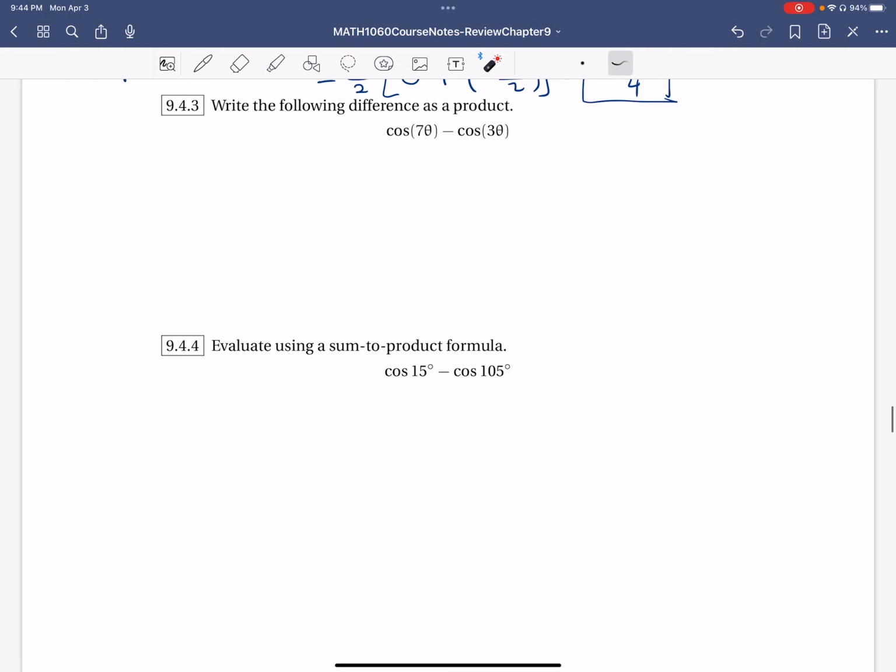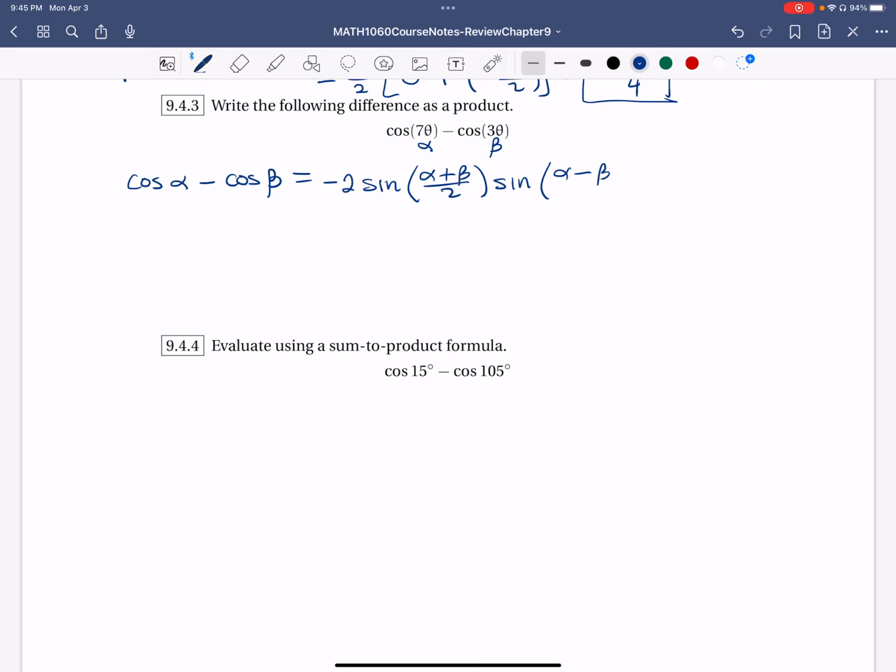Okay, so we have 7 theta, let's call that alpha. We have 3 theta, we'll call that beta. And then we have cosine of alpha minus cosine of beta. And that is going to be equal to, according to that formula, negative 2 sine of (alpha plus beta) over 2 times sine of (alpha minus beta) over 2.